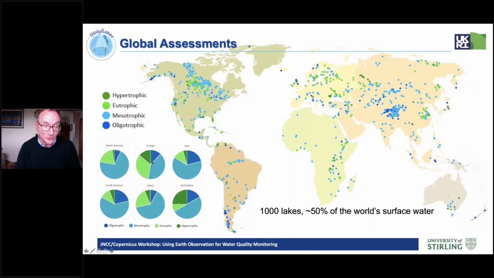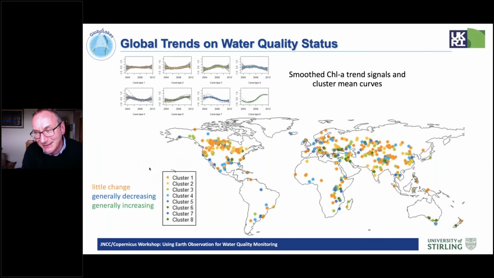So if we look at Europe, for example, we do seem to have a bigger proportion of lakes which are either eutrophic or hypereutrophic. We have a time series of data, and again, our statisticians have helped us look at this data, cluster it in particular, so we can look at global trends of how water quality is changing. And this is in this case, obviously, for chlorophyll. So the orange and the yellow blobs here represent lakes which aren't changing that much in terms of chlorophyll concentration. The blue dots basically showing water quality that's improving, chlorophyll concentrations are decreasing, and the green conversely is where chlorophyll concentrations are increasing.